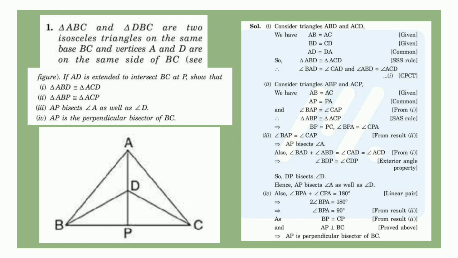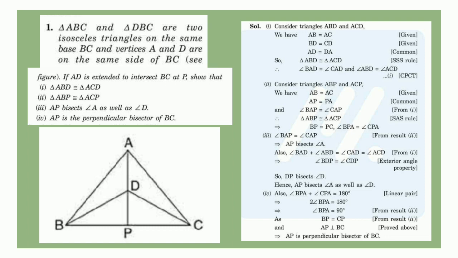That is triangle ABP is congruent to triangle ACP, which implies BP equals PC and also angle BPA is equal to angle CPA by CPCT. We need these two pairs for the next subquestions.